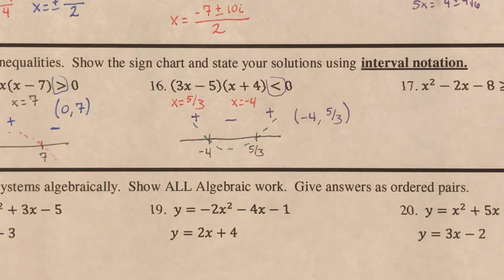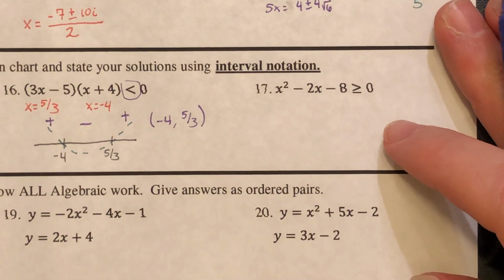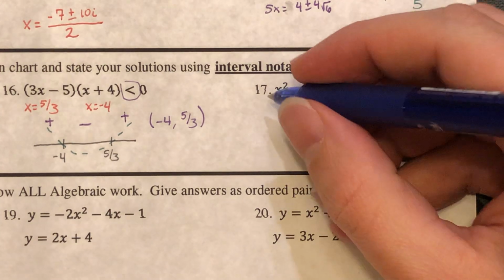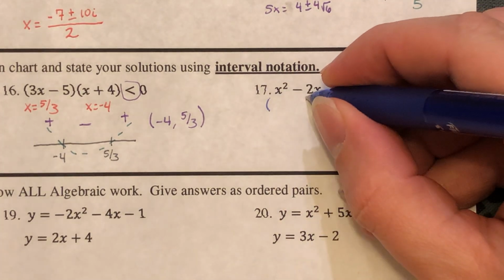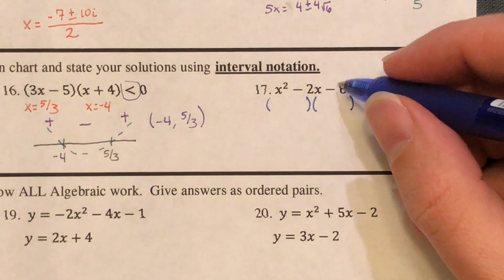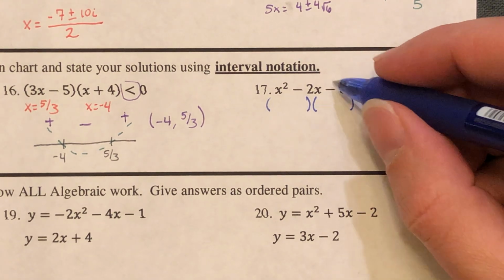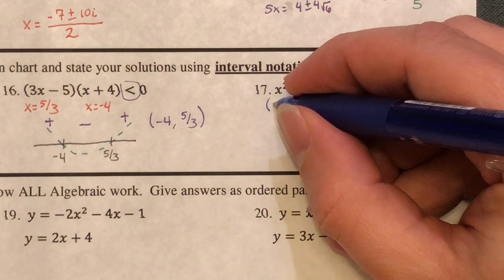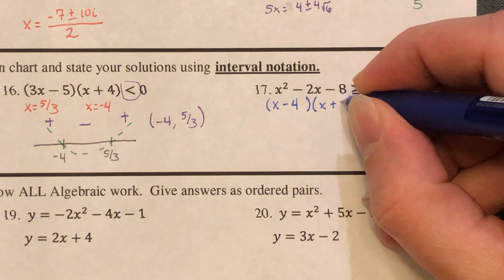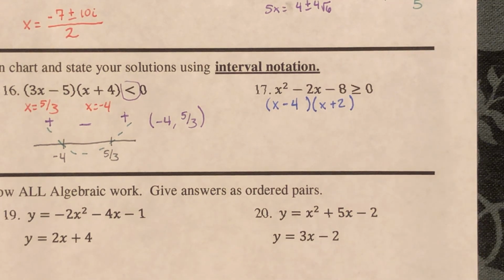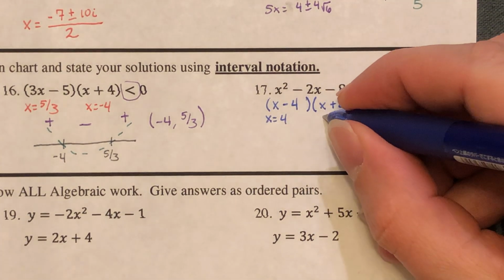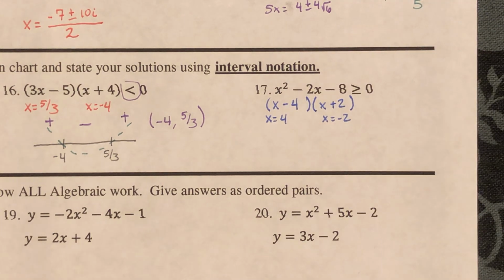So for 17, before I can make my sign chart, I need to get this into factored form so that I can find those zeros. So this, I'm looking for two numbers that multiply to give me -8, but add to give me -2. So that's going to be x minus 4 and x plus 2. Therefore, my zero values are when x equals 4 and when x equals -2.